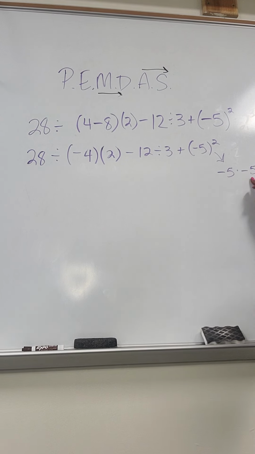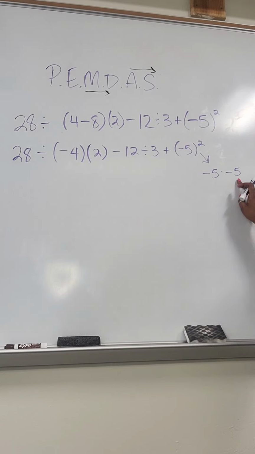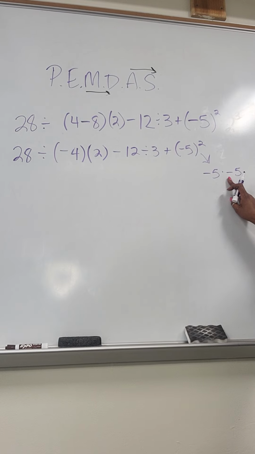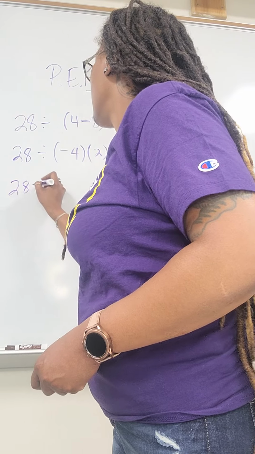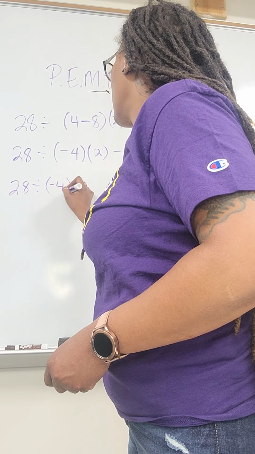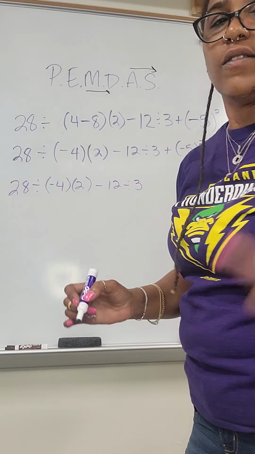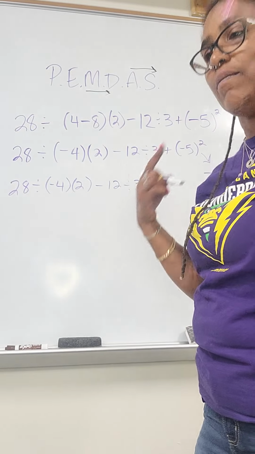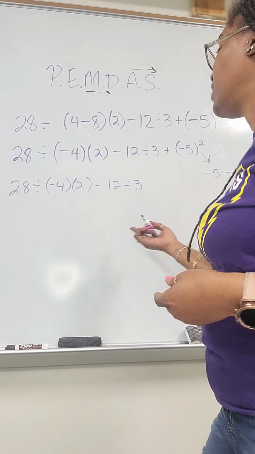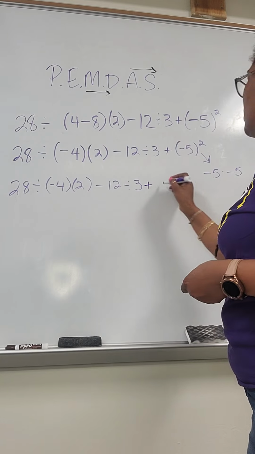So 5 times 5 is 25. Negative times negative. There we go. And a negative times a negative is a positive value, right? So I'm going to write everything down again. 28 divided by -4, times 2 minus 12 divided by 3. Kind of talking it out to myself so my mind can start knowing what I'm getting ready to do. Think about the rules that I need to help evaluate this. And I'm going to say plus now. And what did I get? A positive 25.